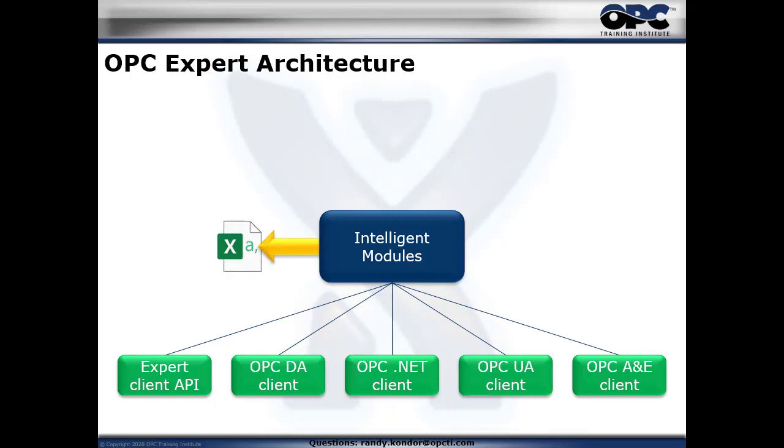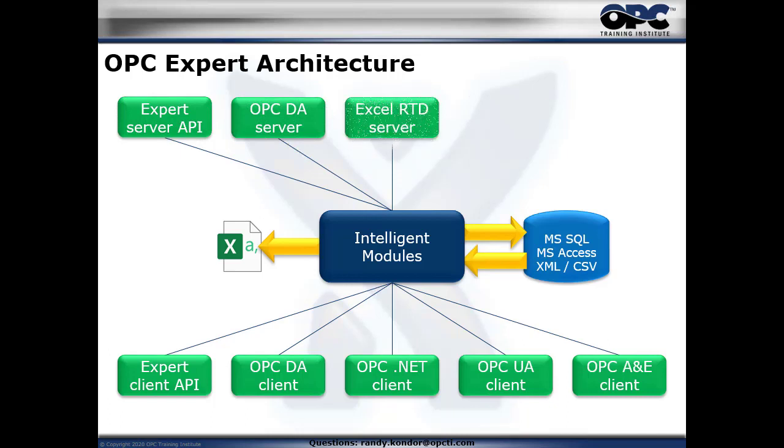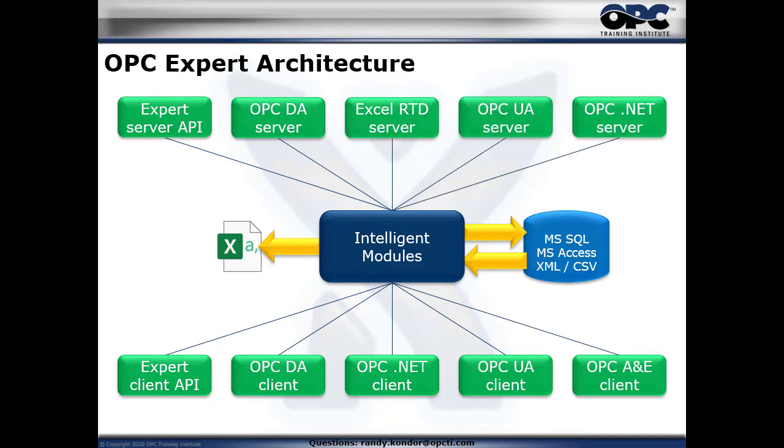And once it's inside the intelligent modules, you can send it out to Excel-friendly CSV files, Excel files, or exchange data with SQL Server or MS Access or XML or CSV. And then you can also send the data out via a whole bunch of other modules. So for example, OPC UA, there's a UA server here, there's a DA server, there's an Excel RTD server here as well. So a whole bunch of different servers that all enable you to get data out of OPC Expert. So again, all these modules here, both the green, the blue, all of these modules come right inside OPC Expert. So all of that is embedded inside the actual executable, inside the application itself.